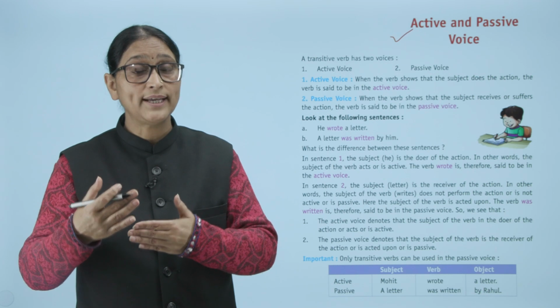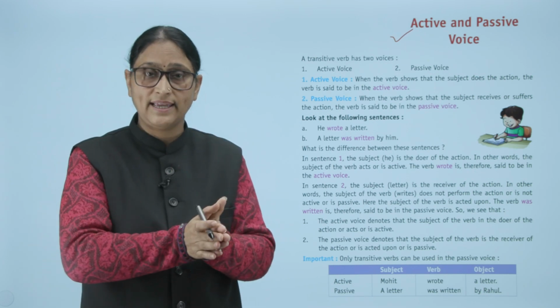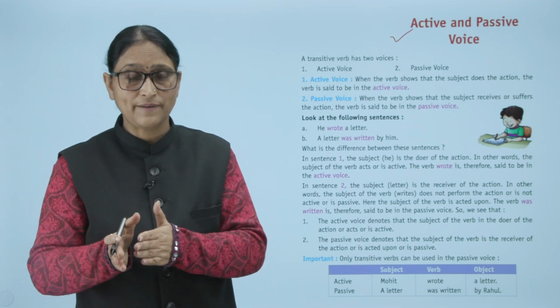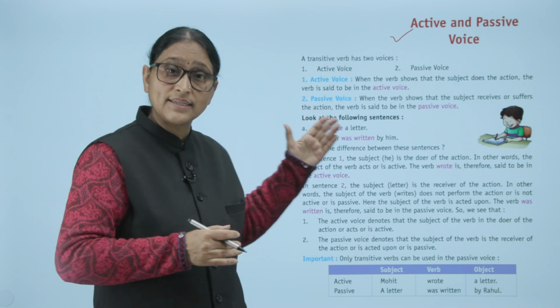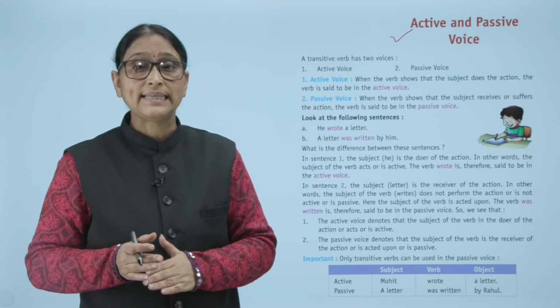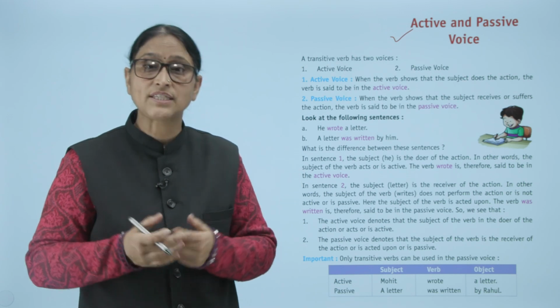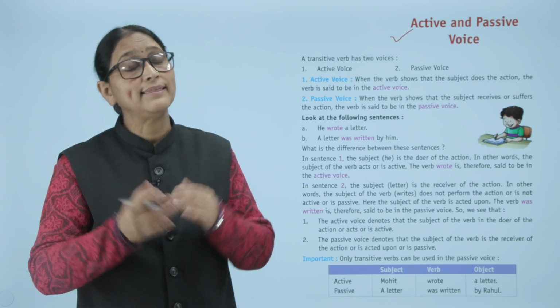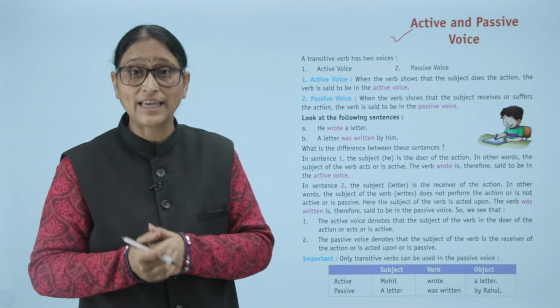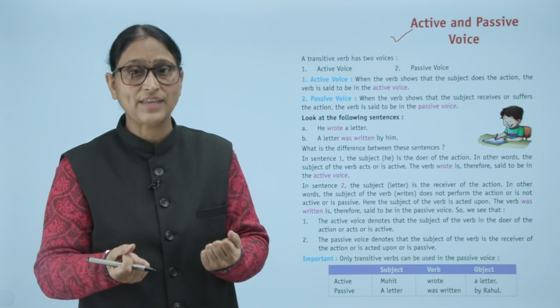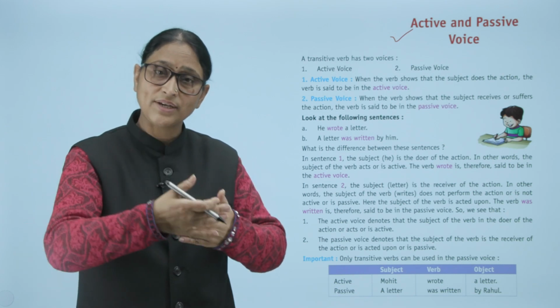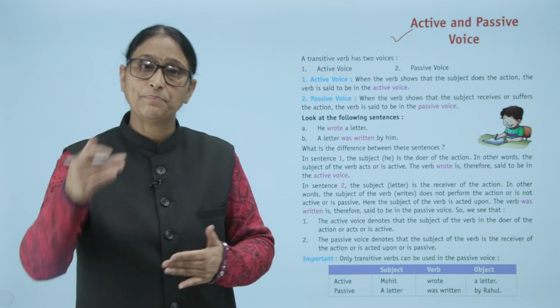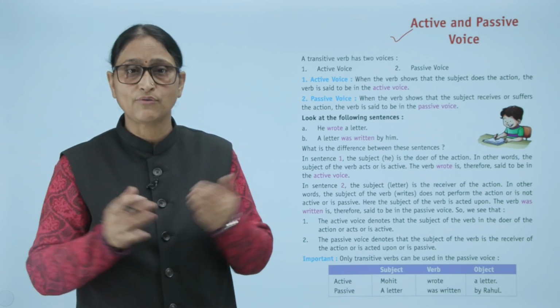जब सेंटेंस शो करेगा कि एक्शन सब्जेक्ट ने किया है तो वो एक्टिव वॉइस होगा. Next is passive voice: when the verb shows that the subject receives or suffers the action, the verb is said to be in the passive voice. पैसिव वॉइस में क्या होता है? सब्जेक्ट इज द रिसीवर ऑफ द एक्शन. एक्टिव वॉइस में सब्जेक्ट इज द डूअर, इन पैसिव वॉइस सब्जेक्ट इज द रिसीवर ऑफ द एक्शन.